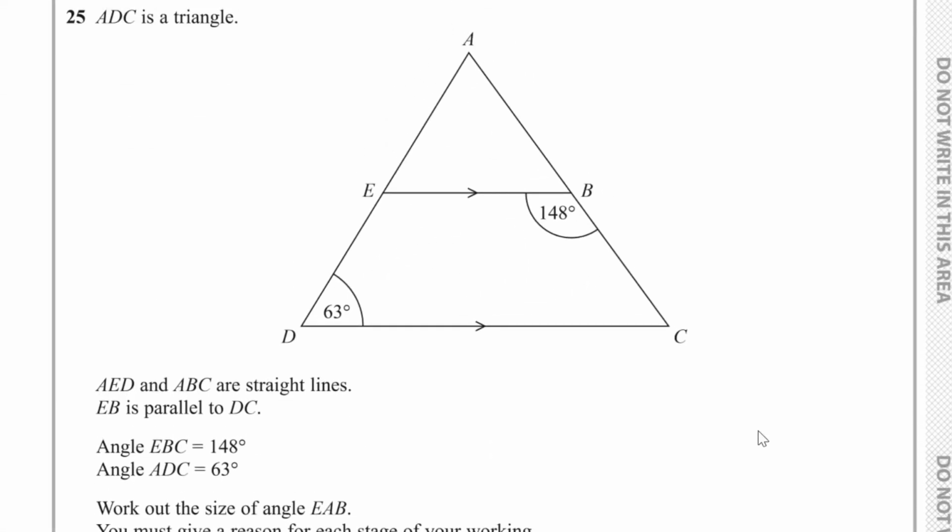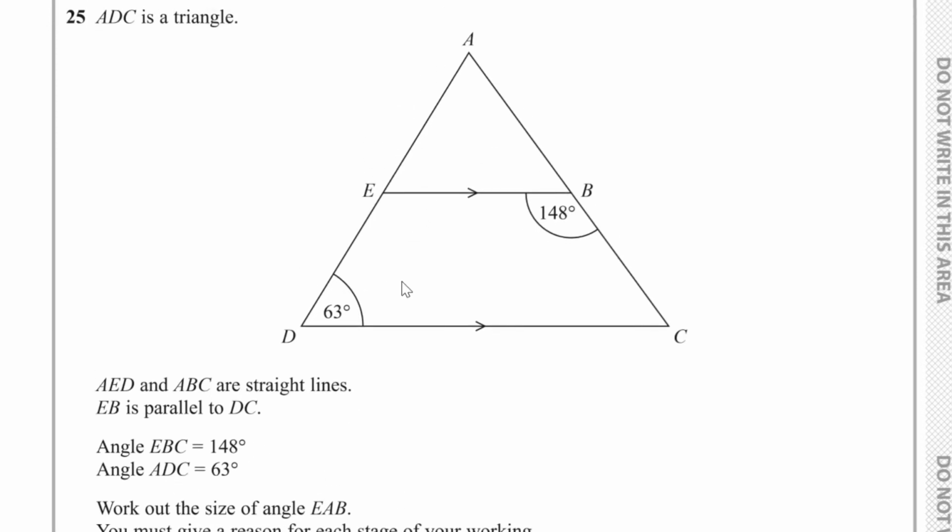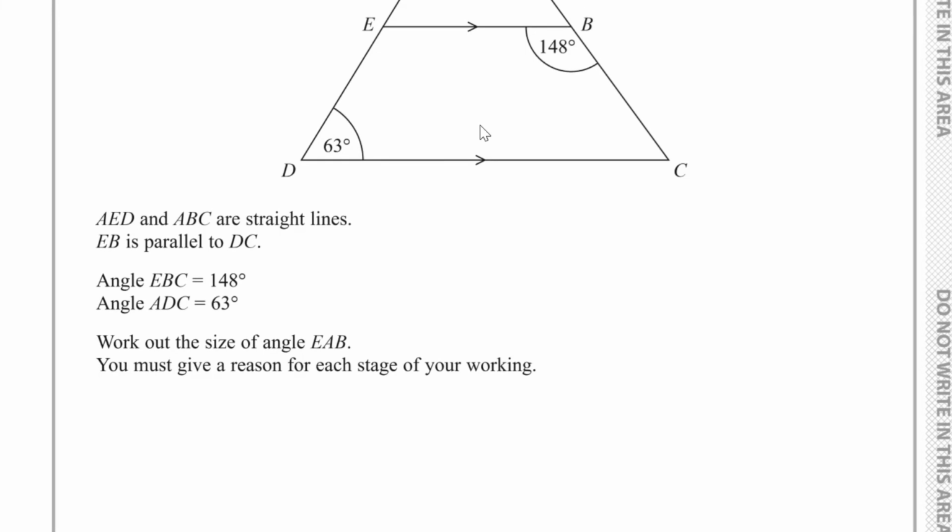And question 25, we've got ADC, which is a triangle, and AED and ABC are straight lines. We see those over here. And EB is parallel to DC, so these two are parallel. And EBC is equal to 148, and ADC is equal to 63. We have to work out the size of the angle EAB. That's this angle here, we'll call it X. And we have to give a reason for each stage of our working.